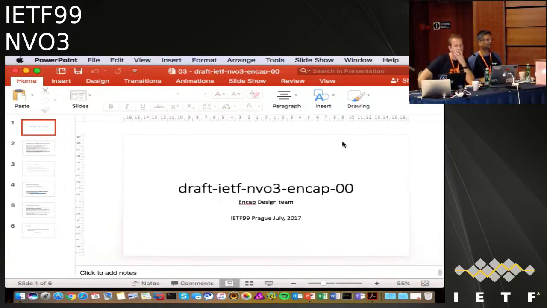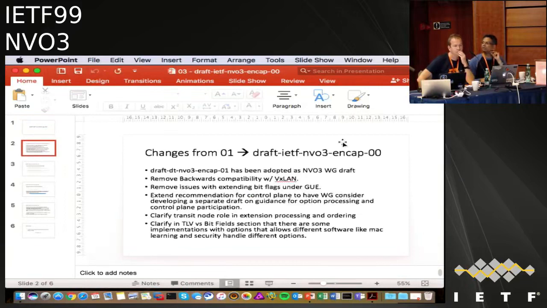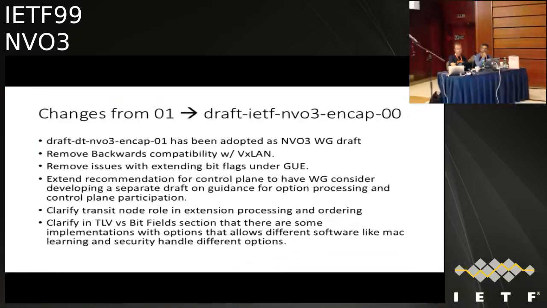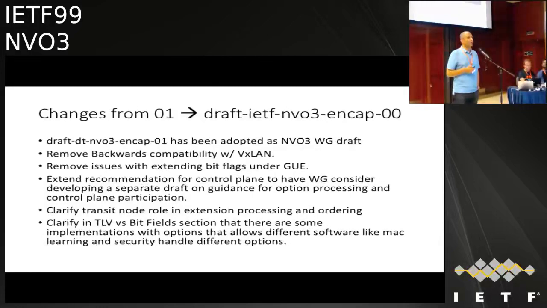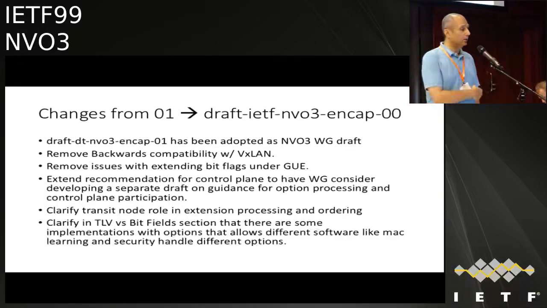Since the last update, the draft became our working group draft, as Matthew mentioned here. So I'm going to be discussing mainly the changes that went into the draft. Okay. So we did a couple of removals here. We removed the backward compatibility to VXLAN as a requirement. Those updates were to reflect the comments that were sent on the list and many, many discussions that happened on this draft over the NVO3 list. So as I mentioned, we removed the backward compatibility to VXLAN as a requirement. The other thing we removed is the issues with extending the bit flags that was under GUE as well in the draft.